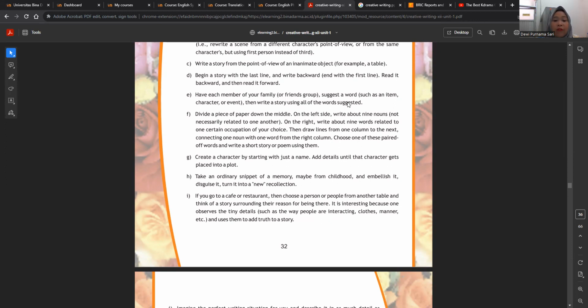If you go to a cafe or a restaurant, then choose a person or people from another table and think of a story surrounding their reason for being there. Why they are spending their time in a cafe, for example, or in a restaurant. It's very interesting because one observes the tiny details, such as the way people are interacting, clothes, manner, etc. So you can observe what they are actually doing and also what they are actually wearing. And then you can turn it into a story and use them to add truth to a story.